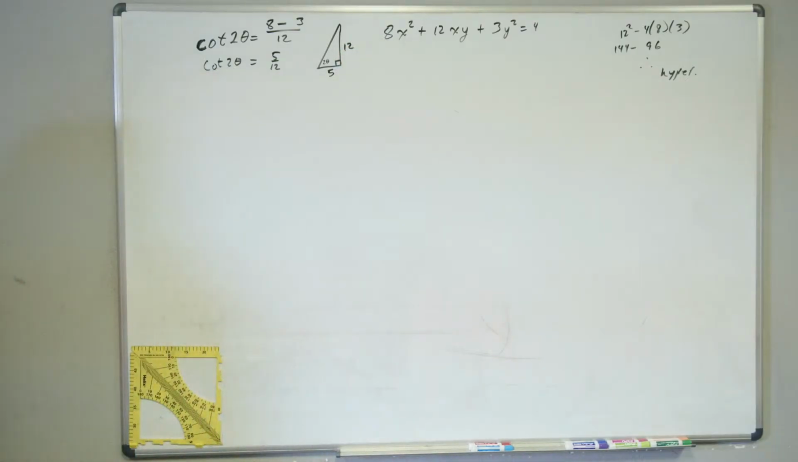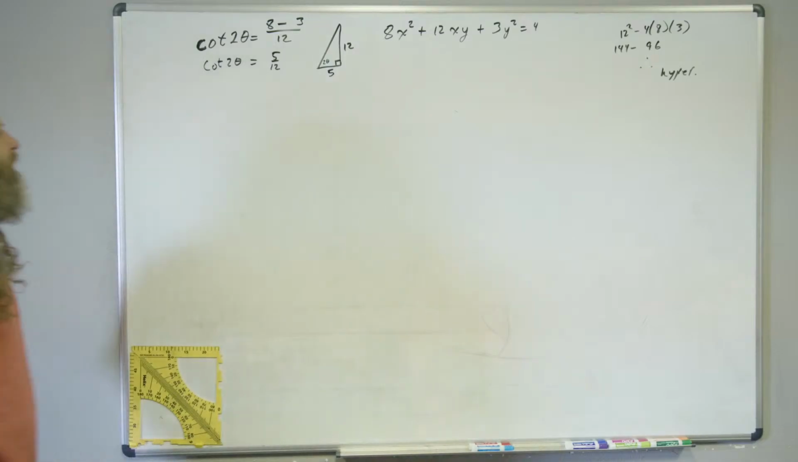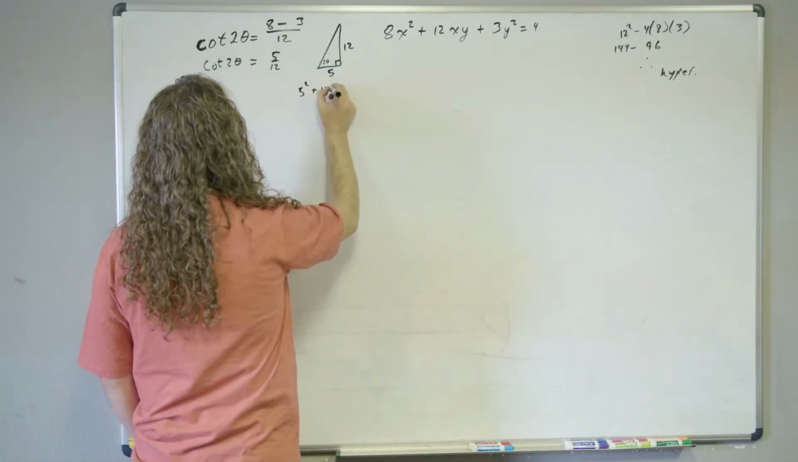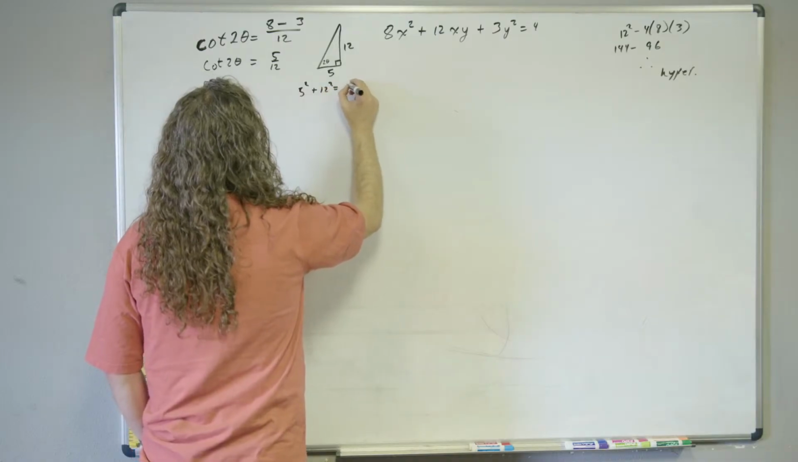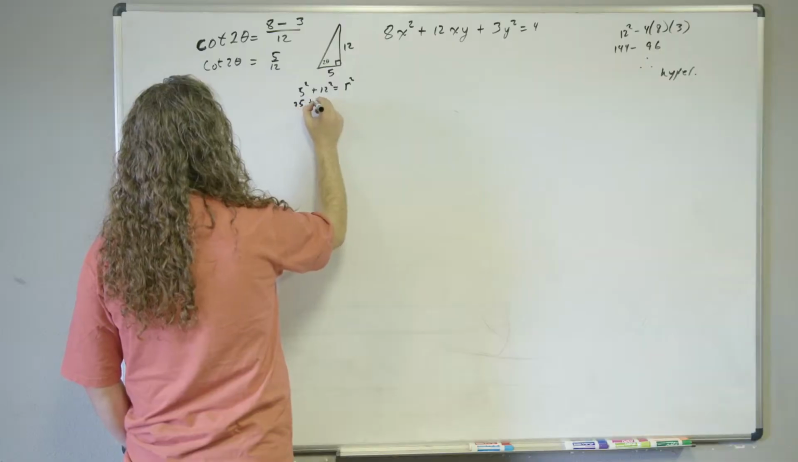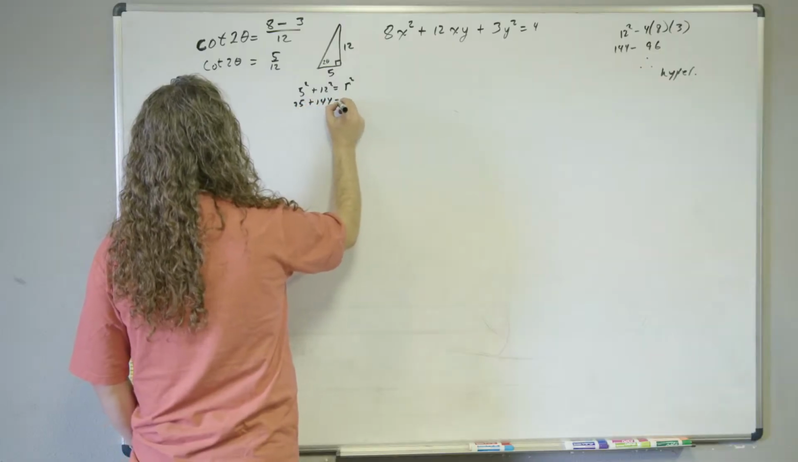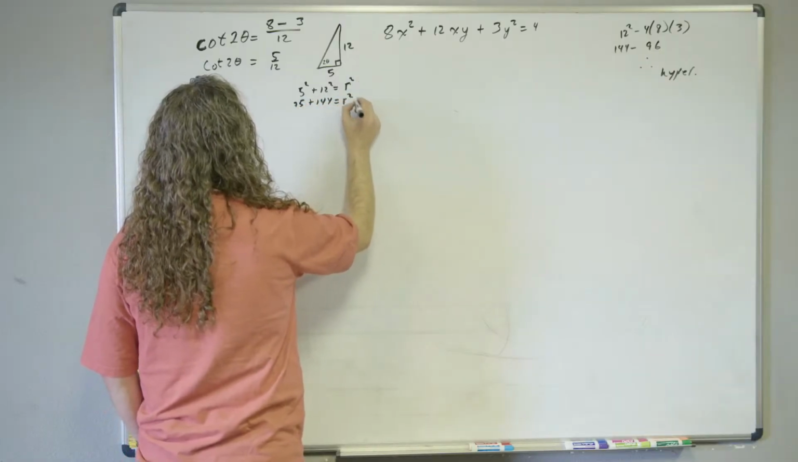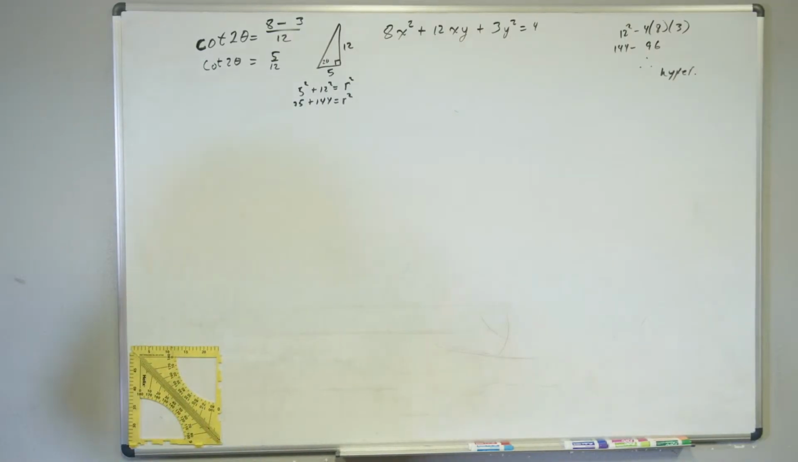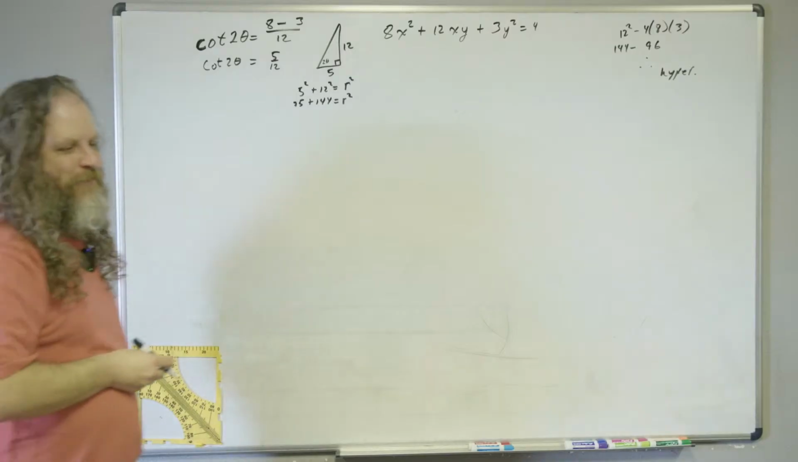5 squared plus 12 squared equals r squared. Pythagorean theorem. 5 squared is 25 plus 144 equals r squared. Why is it r? It doesn't have to be r.